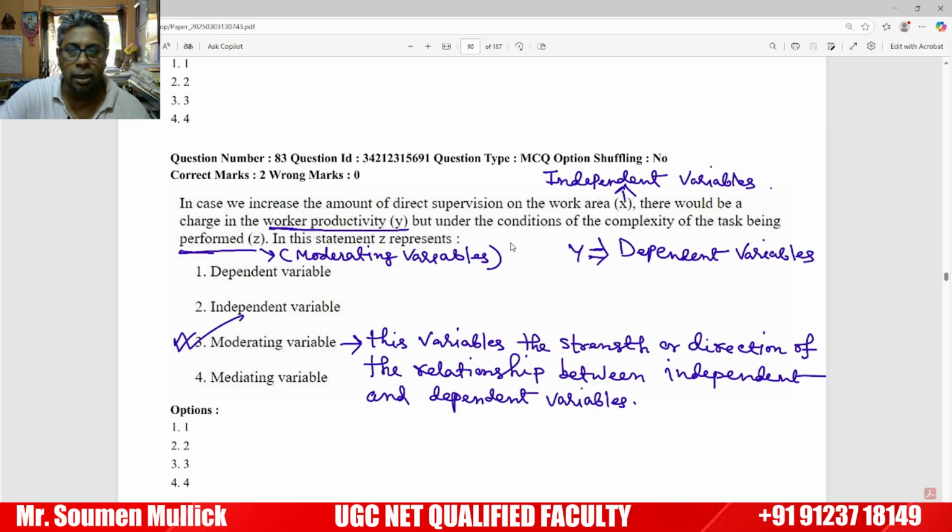The condition of the complexity of the tasks being performed, that is indicated as Z, is called the moderating variable. The moderating variable means a variable that affects the strength or direction of the relationship between the independent and dependent variable. So this is the correct option.